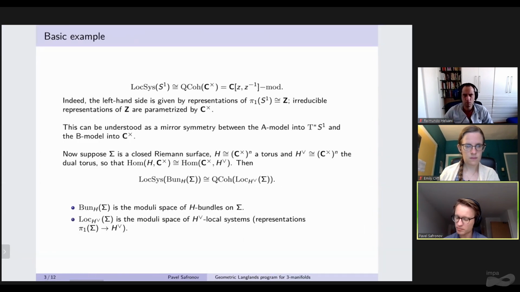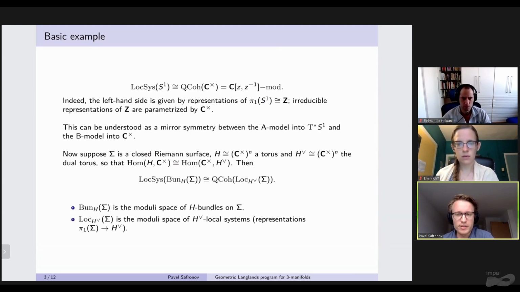Okay. So I want to begin with a very basic example that will suggest where to go in the next 3 slides. But this example is going to be completely elementary.